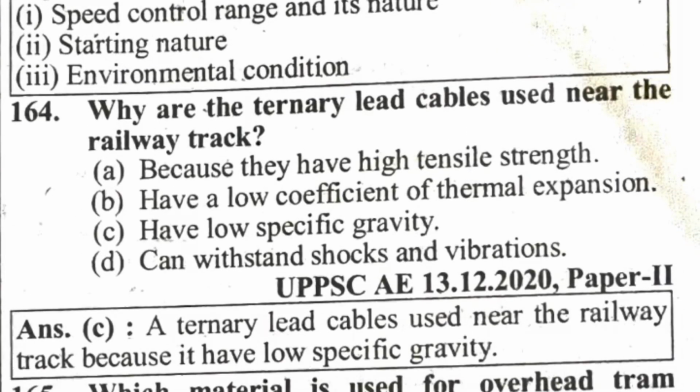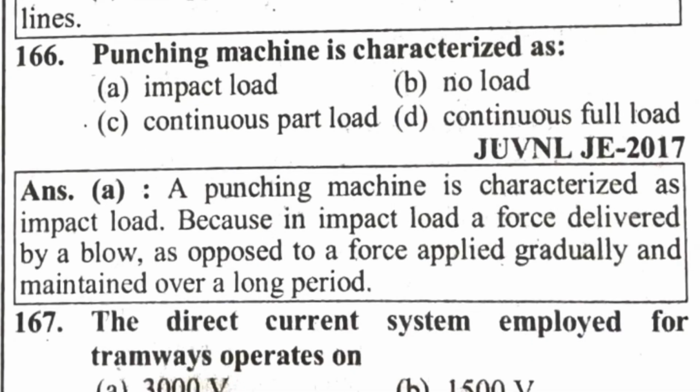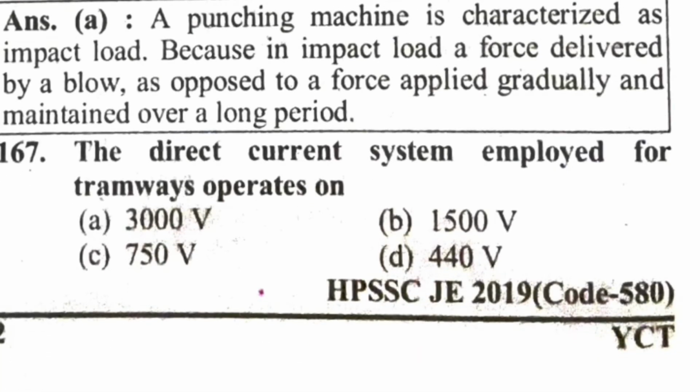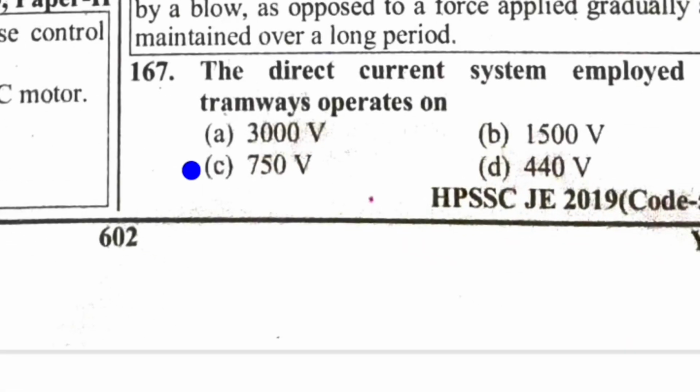Why are the ternary lead cables used near the railway track of low specific gravity? Which material is used for overhead tram lines? Copper alloy. Punching machine is characterized as impact load. The direct current system employed for tram gauge operates on 750 volt.